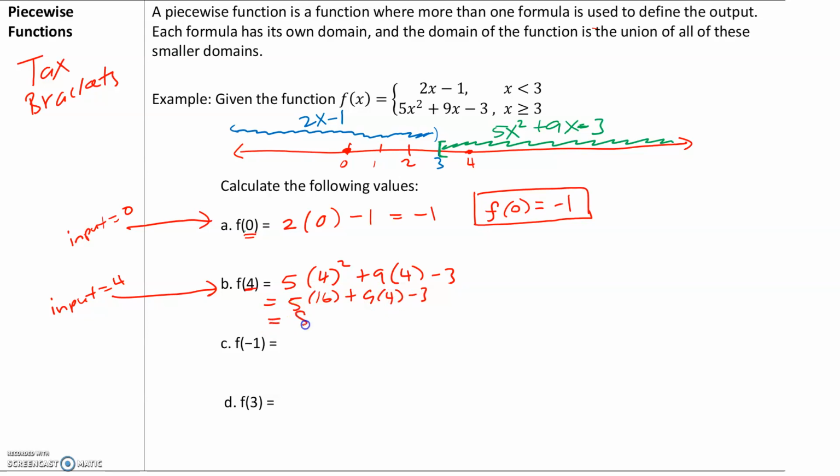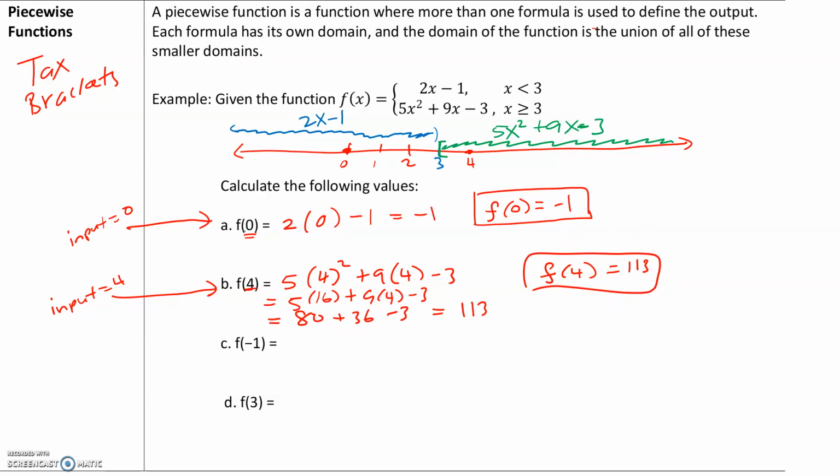5 times 16 is equal to 80. 9 times 4 is equal to 36. And you have minus 3. If you put this all in a calculator, we're going to get 113 as the answer. So for proper notation, we would say that f of 4, in other words, the value of the function f when x equals 4, is equal to 113.